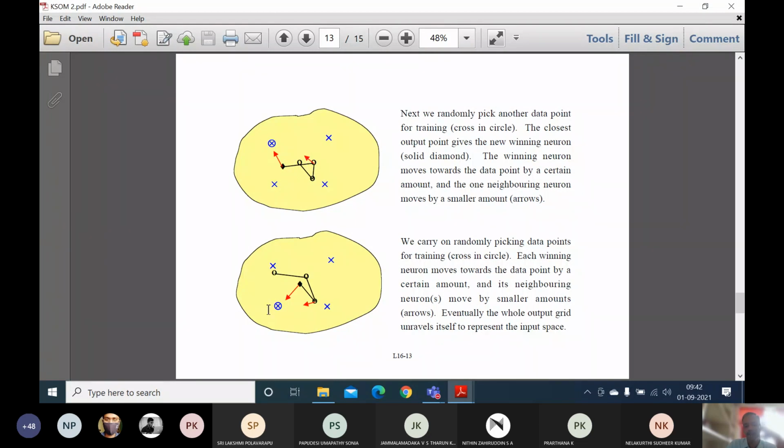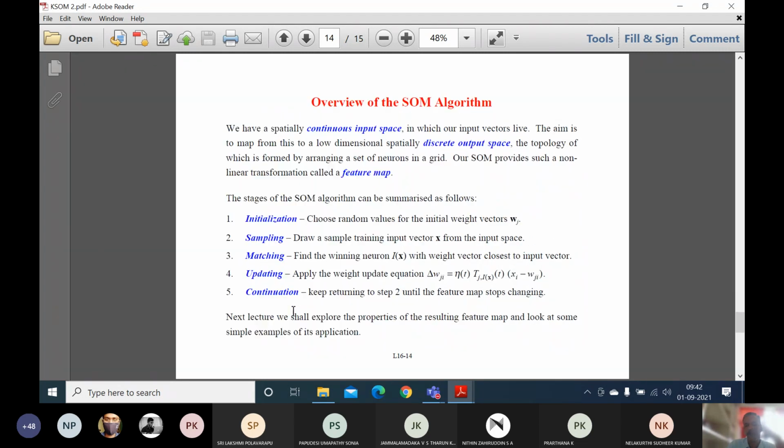And again we pick this one. For this, the diamond may be considered as the nearest point. So this may be considered as the winning neuron. This moves towards this, and this neighboring neuron also will move towards this. So this is nothing but the representation over here.